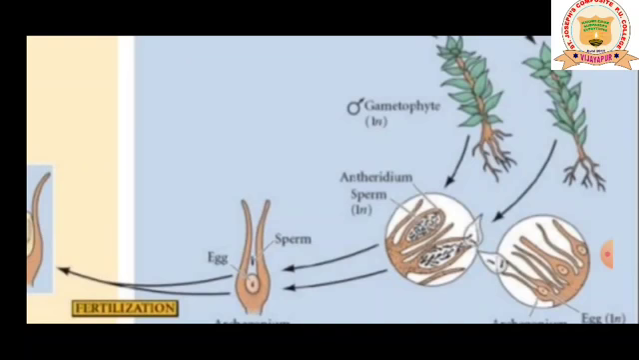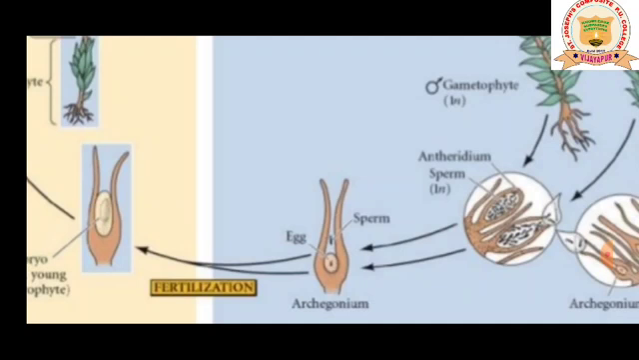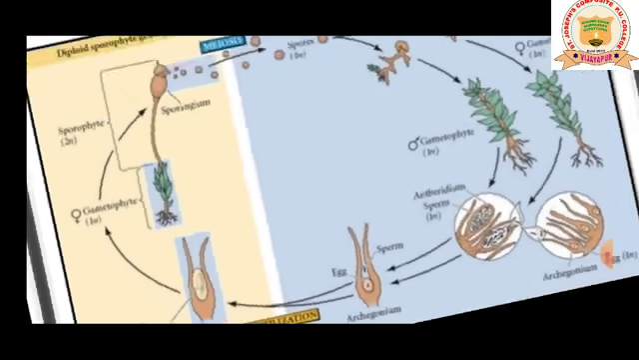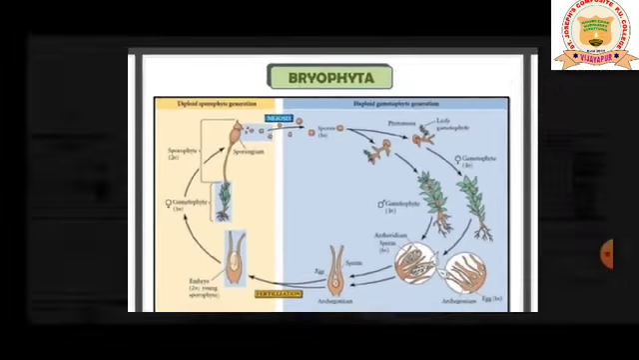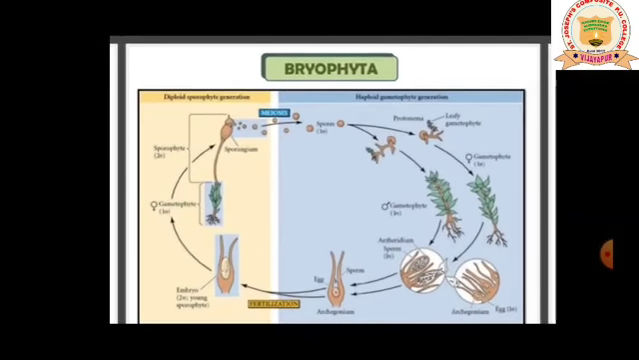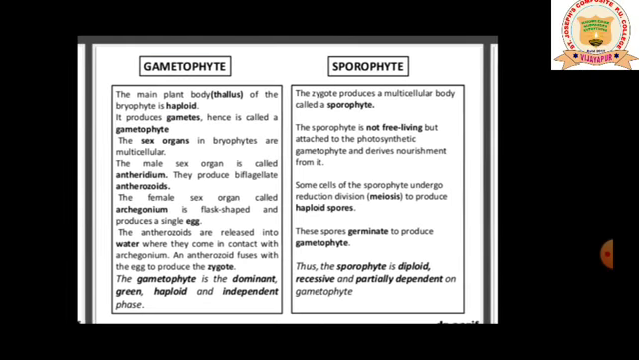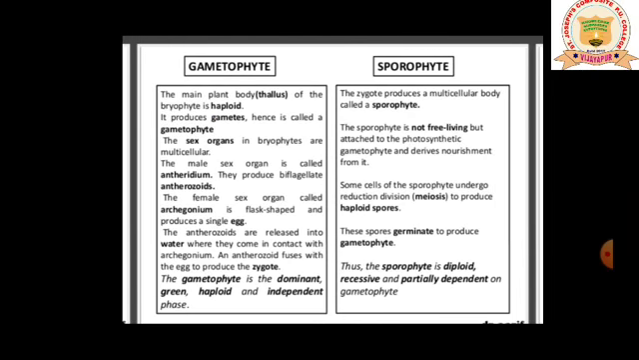Can you see? Then these two fuse and again they form a zygote. A zygote will not go for division, it will continue in the form of sporophyte. This is the peculiarity of your bryophytes. Have a look, I hope it is clear to you. Let me give you the difference between gametophyte and sporophyte. What is the main difference between gametophyte and sporophyte?